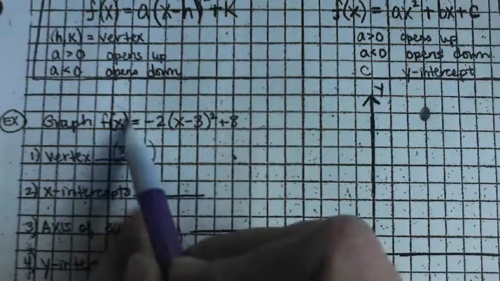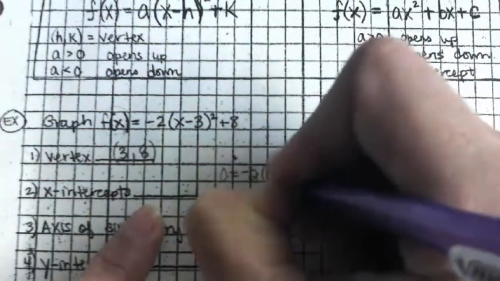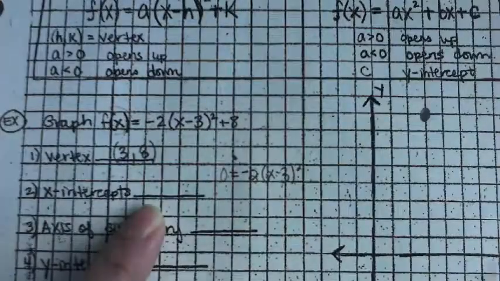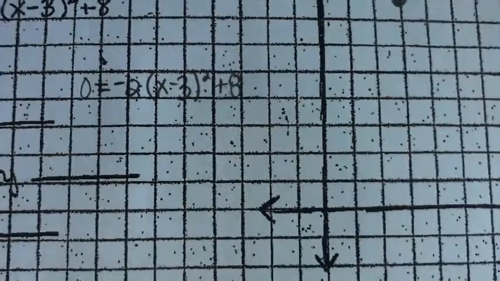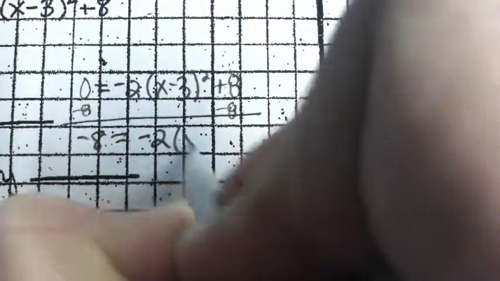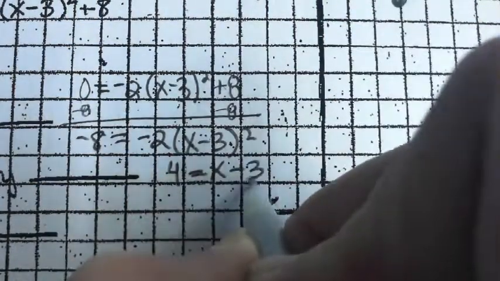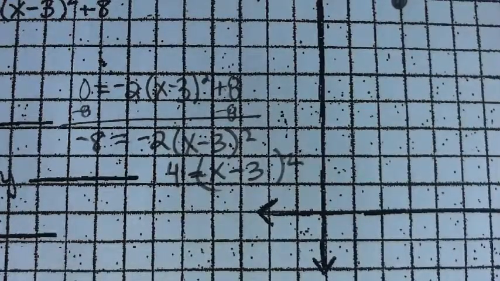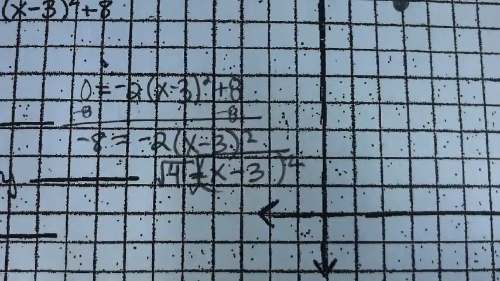So if I set this f of x equal to 0, -2 times x minus 3 squared plus 8, and then solve for x. That's going to happen by subtracting 8 from both sides first. So -8 minus 8. I'm going to get -8 equals -2 times x minus 3 squared. Divide both sides by -2. I'm going to get 4 equals x minus 3 squared. Square root of both sides. What is that going to give me? Haley.